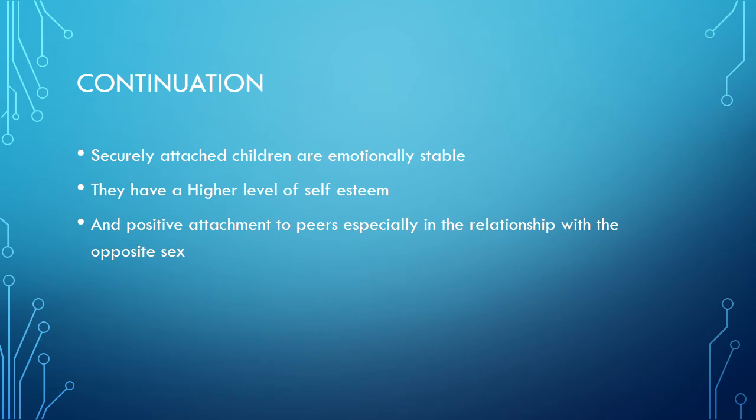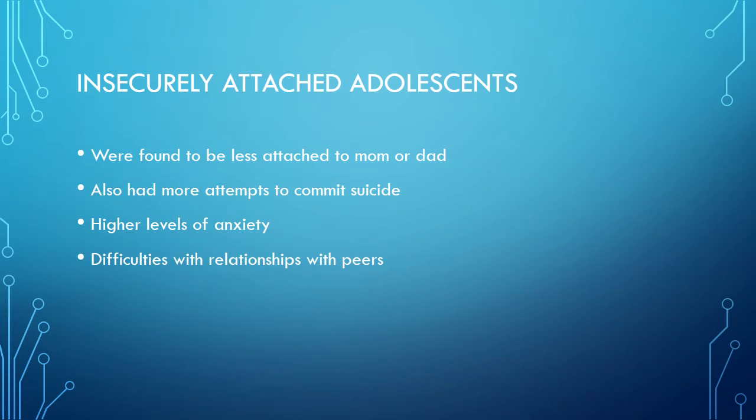Securely attached children are emotionally stable, they have a higher level of self-esteem, and positive attachment to peers, especially in a relationship with the opposite sex. Insecurely attached adolescents were found to be less attached to mom or dad, also had more attempts to commit suicide, higher levels of anxiety, and difficulties with relationships with peers.